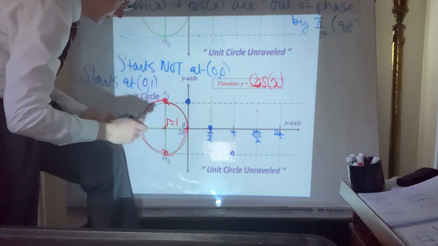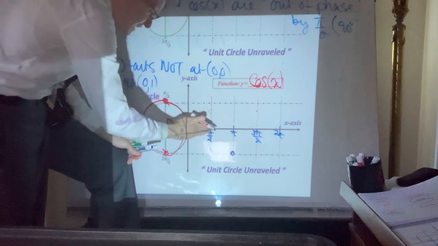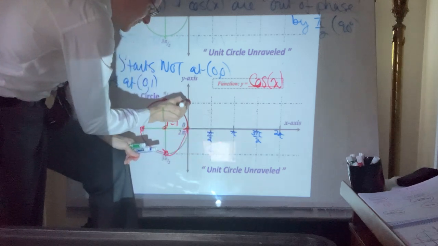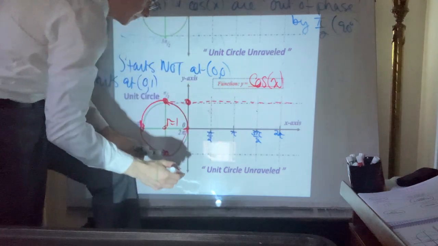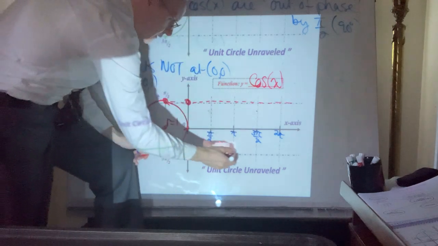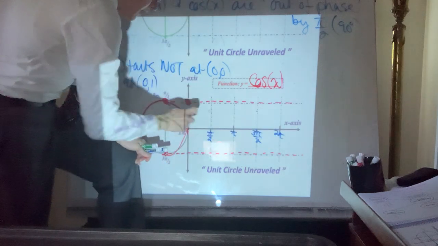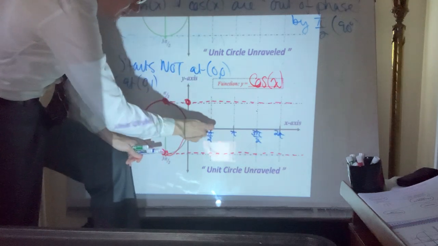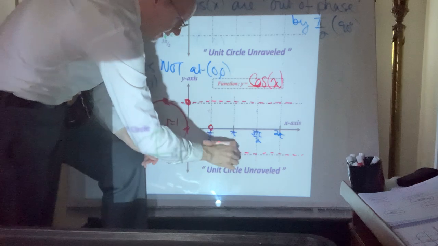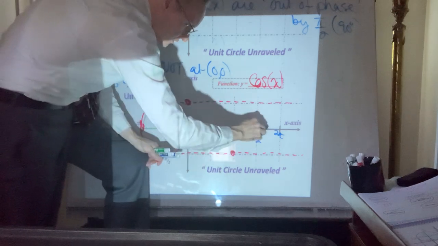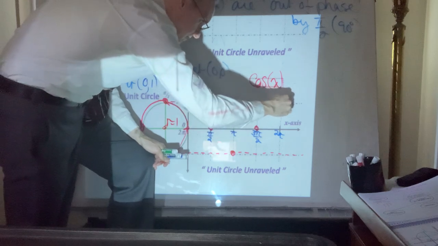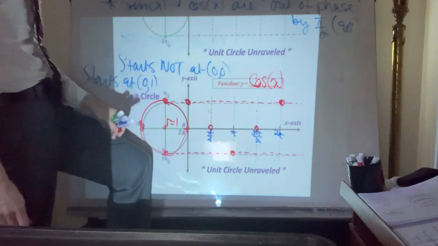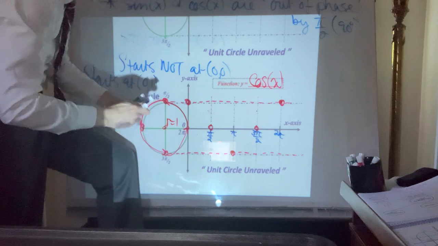I'll put this in red just to make it a little bit more obvious. All right, dot there at the ceiling of 1. And then right on the axis at 90 degrees. All right, and then at negative 1. And then at 0 again. This is periodic. And then at 1 again for 2 pi, right? The form would look like this.